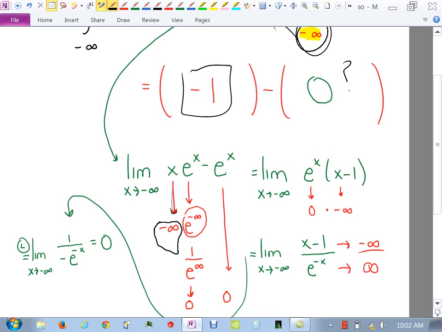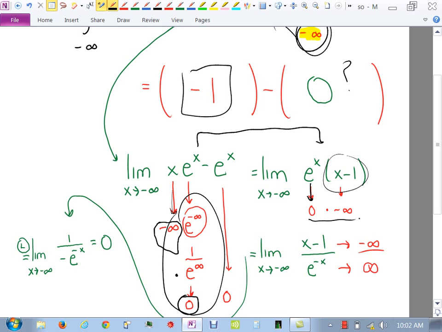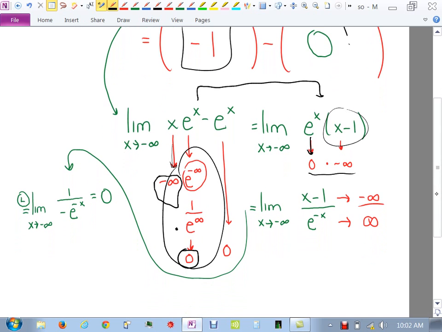So this was the part that caused the problem. We have negative infinity times 0. And that's an indeterminate form. You cannot tell what that answer is. So what we did is we factored out an e to the x. We said, okay, now I let x go to negative infinity. We already said that that goes to 0 from this right here. And then this one right here goes to negative infinity. So we have this indeterminate form that we can't tell what's happening.